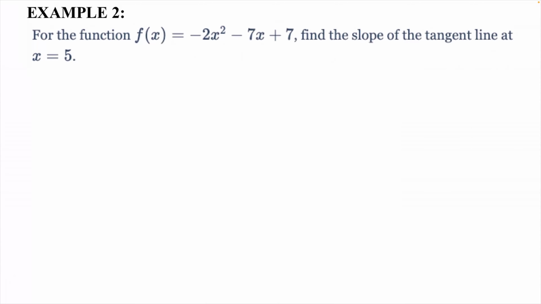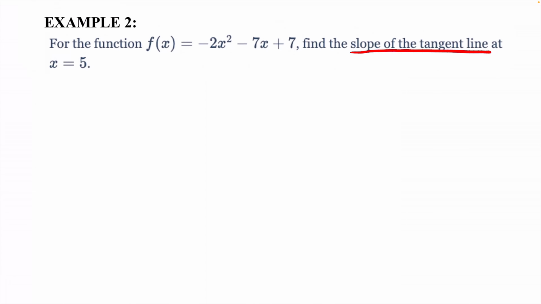For the function f of x, we've got f of x equals negative 2x squared minus 7x plus 7. It's a quadratic. Find the slope of the tangent line at x equals 5. Does it say the word derivative anywhere in there? Or f prime anywhere? So how do we know this is a derivative question? Because you see those words right there: slope, tangent line.